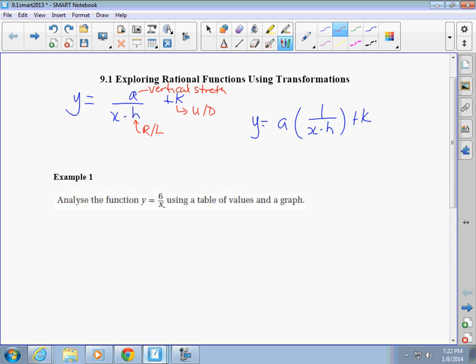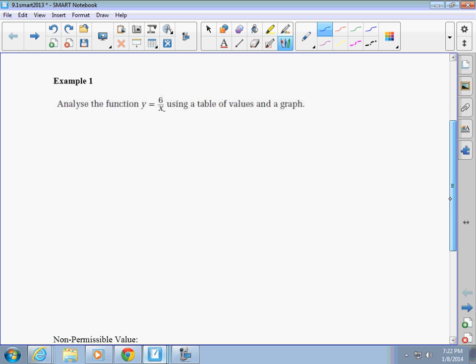Okay, so let's look at our first example here. It says analyze the function y is equal to 6 over x using a table of values and graph it. Okay, so we're just looking at a basic rational function here. We're going to use a table of values to see what happens when we punch in some of these values. So if I do my table of values along the side here, x and y, I'm going to start with some fairly large negative numbers and move to some fairly large positive numbers. So the first few I'm just going to show you how I calculated. The rest of them I'm just going to write them in.